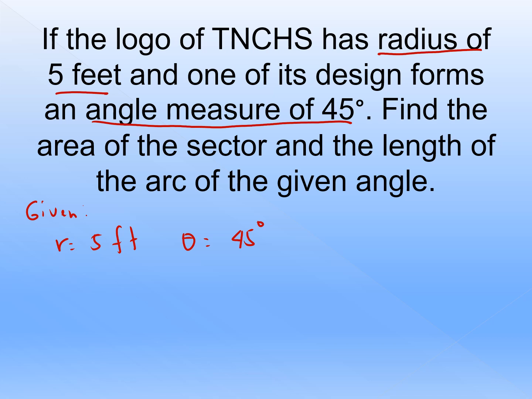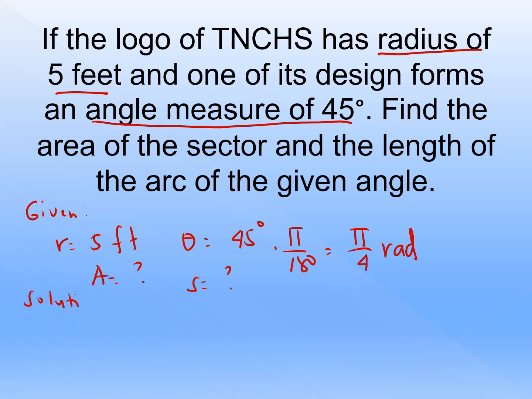However, like what I told you, theta should be in radian form. So we need to convert 45 degrees into radian measure. So we need to multiply this by pi over 180. 45 over 180 can be simplified and it becomes 1 over 4. So therefore, it is pi over 4 rad. So we are looking for A, the area of the sector, and S, which is the length of the given arc. So now let's apply the formula.